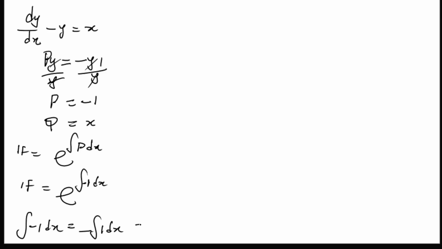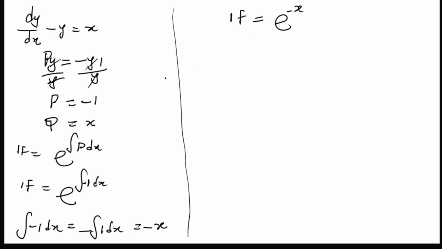So we simply have this to be minus x. Since we've simplified our integral of minus 1 dx, and we said our integral of minus 1 dx is simply minus x. Let's impute minus x into our IF statement. If you impute that into your IF statement, you simply have IF will now be equal to exponential minus x. Are we together? Now, what's the next step?